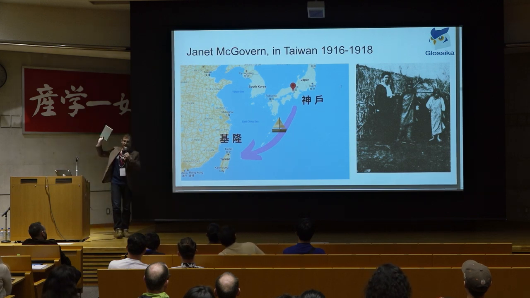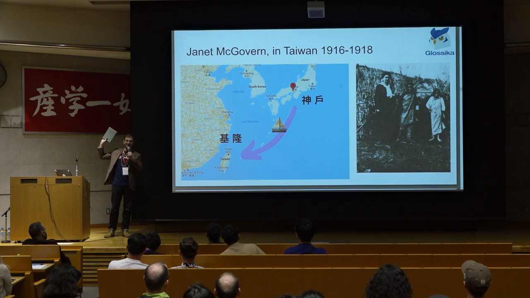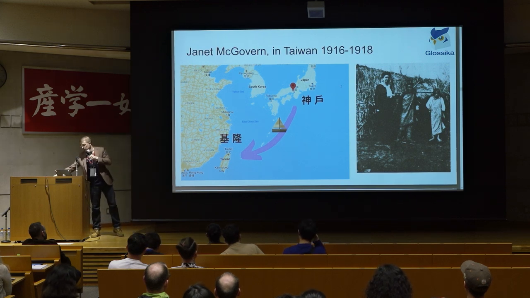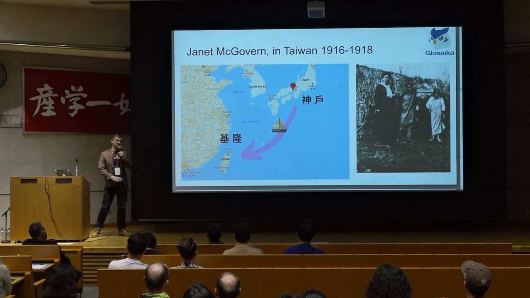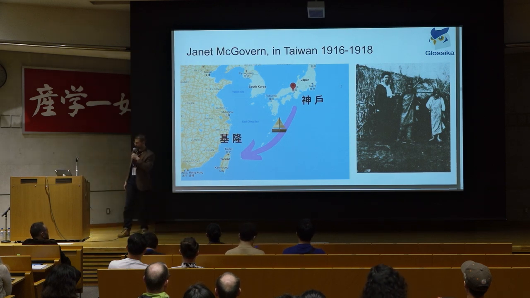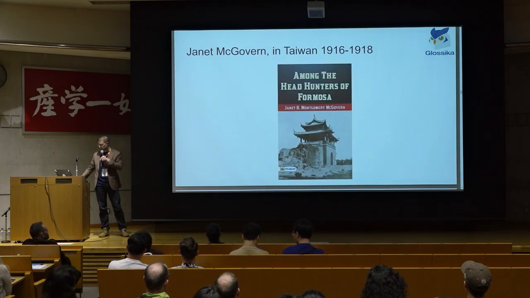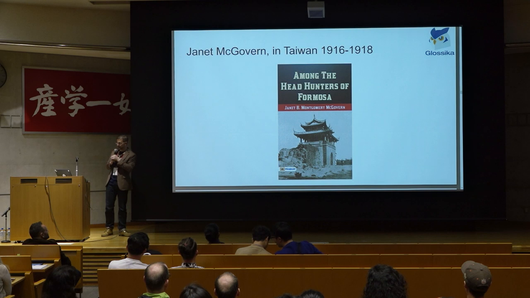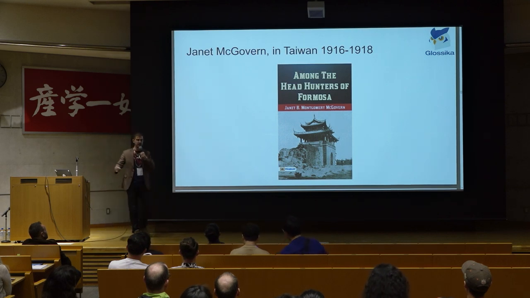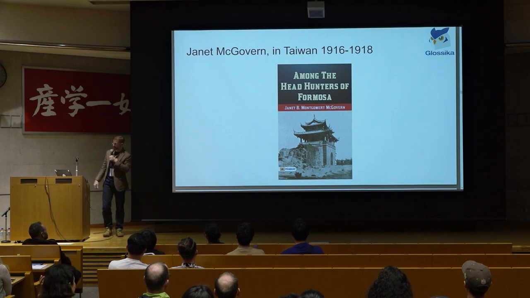And in this book, you'll find pictures, the only pictures that we have of an ancient pygmy race that has since died out. Those pygmies are called Aeta people in the northern Philippines. You can still find them, but they look more like Papuan, the way they look. So here is the book, Janet McGovern in Taiwan from 1916 to 1918. And her writing style is very much like modern blogs. It's just kind of like a diary: oh, this is what happened to me. It's a really fun read. And I recommend, if you want to get the book, you can talk to us afterwards.